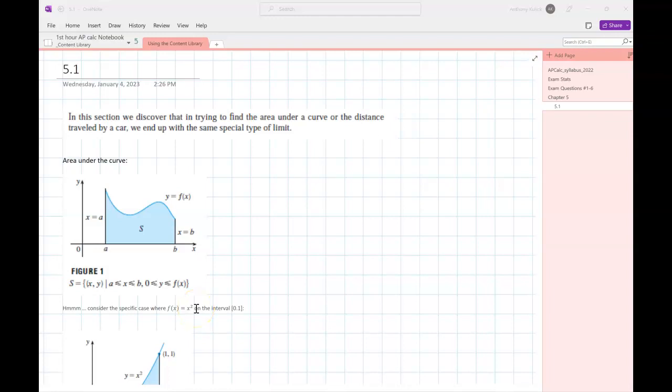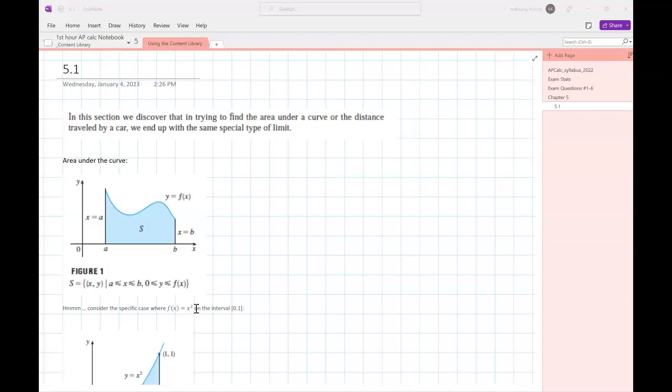So the second half of this course is integral calculus. The first semester is all about the derivative. That was our calculus operation that we're focused on. Second semester is going to be focused on the integral, which is basically the inverse operation for the derivative.